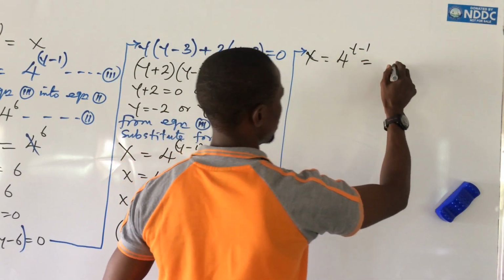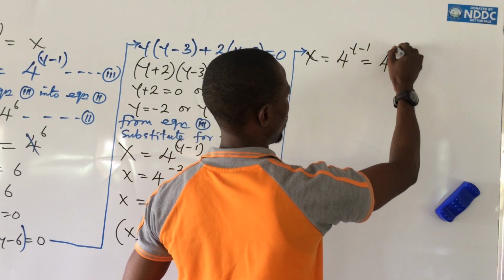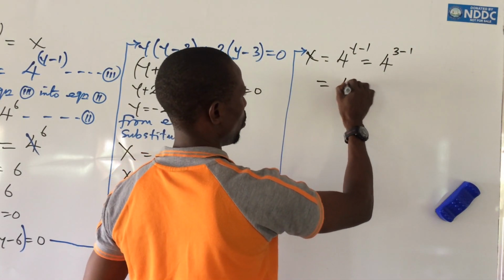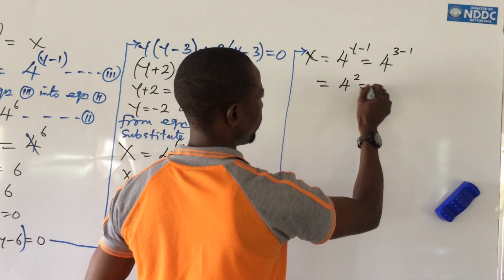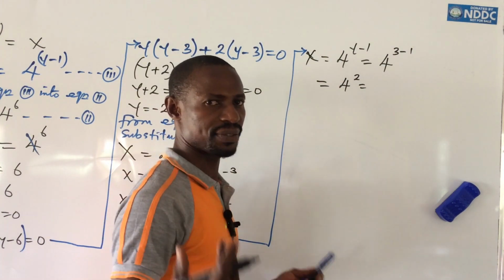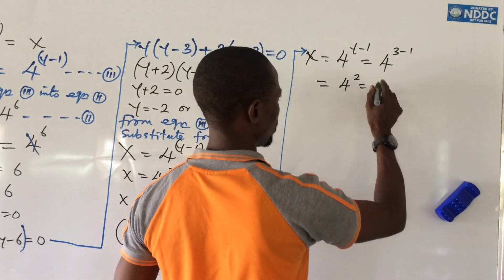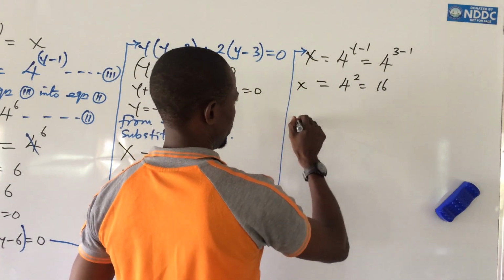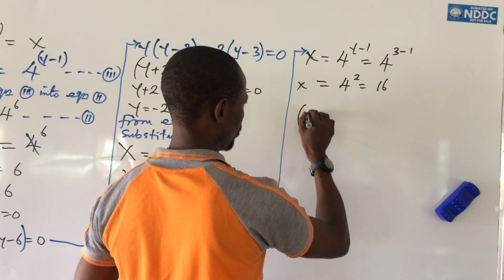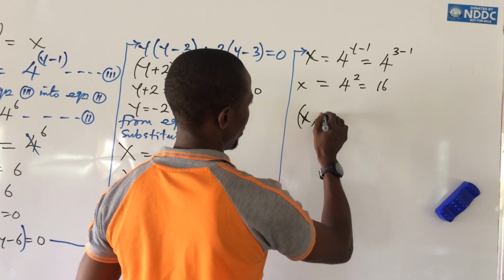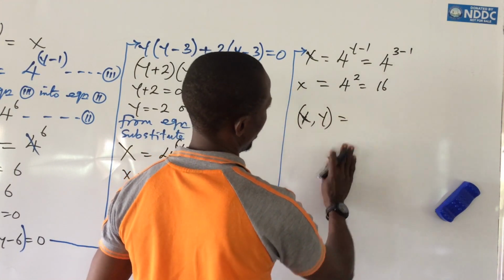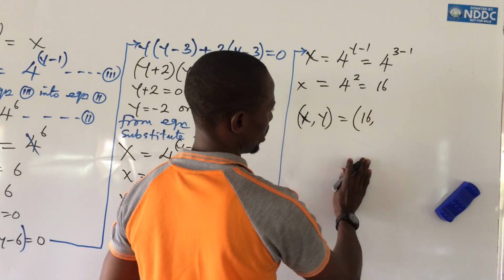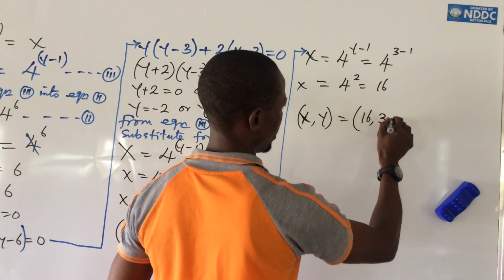So this automatically will give us 4 to the power of 3 minus 1, and this is equal to 4 to the power of 2. And 4 to the power of 2 is 4 times 4, which will give us 16. So therefore, we now have our case 2, which is x, comma, y. We're going to have here, a bracket open, 16, comma, positive 3.